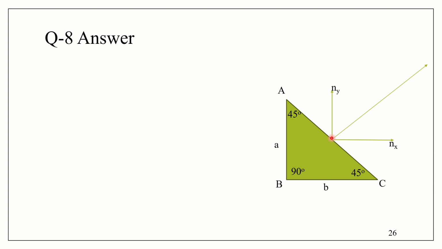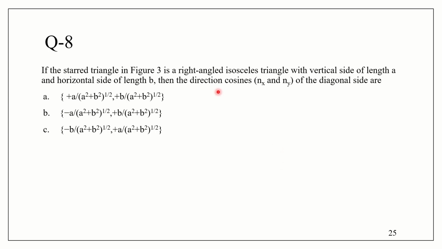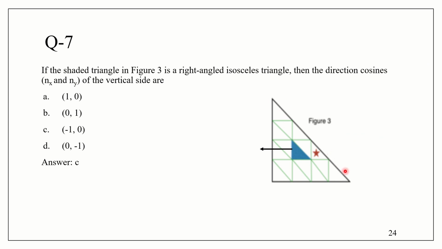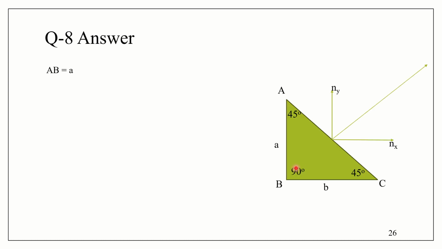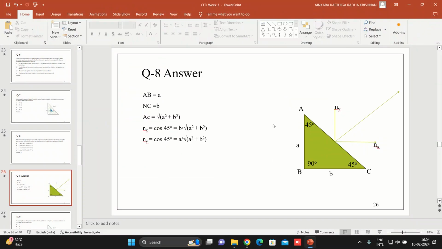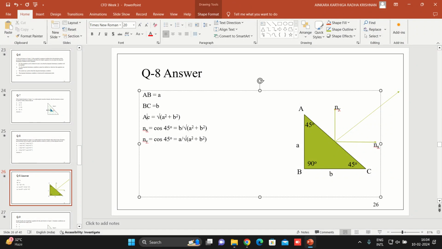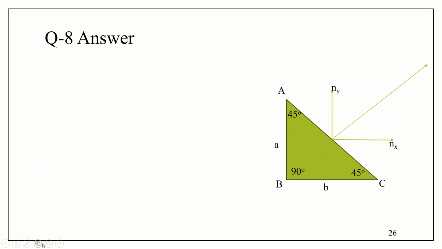Taking this as a right angled isosceles triangle, we have this as 90 degrees, and since the side is part of the original triangle, it is a right angle isosceles triangle as well, with vertical side A and horizontal side B. So AB we have taken as A and BC we have taken as B. This is 45 degrees and this is 45 degrees.